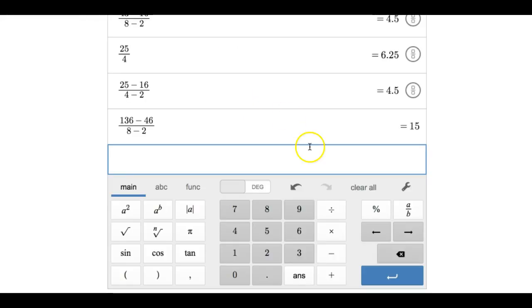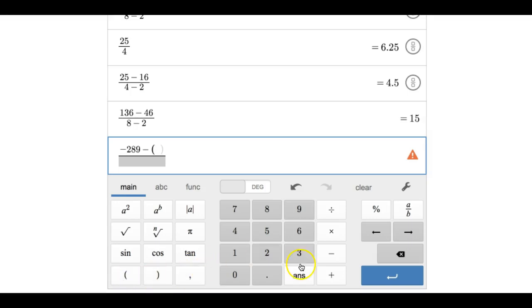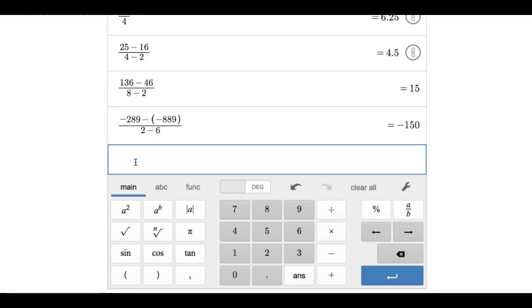Now, let's go to the calculator really quick. Here's my fraction bar. So I'm going to start off with a negative. You can use a minus sign for negative. And that's 289 minus, and I'm going to use parentheses, and I'll put another minus sign since I don't see a negative sign, 889, close parentheses, over 2 minus 6. Therefore, there you go. Your slope is negative 150.